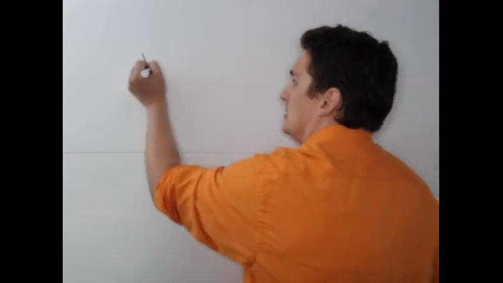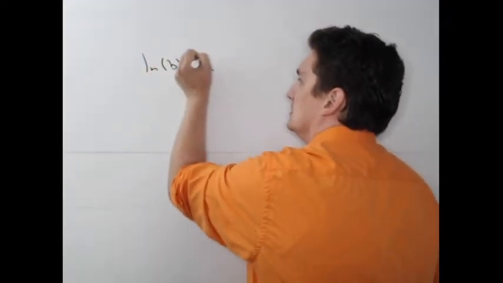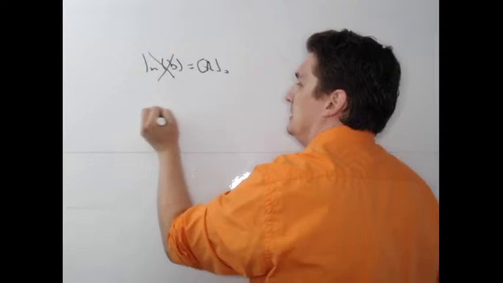Well, concentrations can't be negative. So any starting concentration has to be greater than 0. It's impossible to have a negative concentration. You're not taking the natural log of B. You're taking the exponential of B.